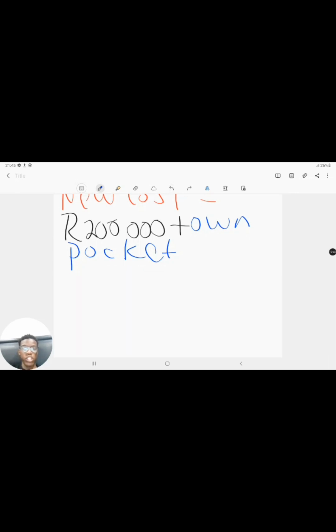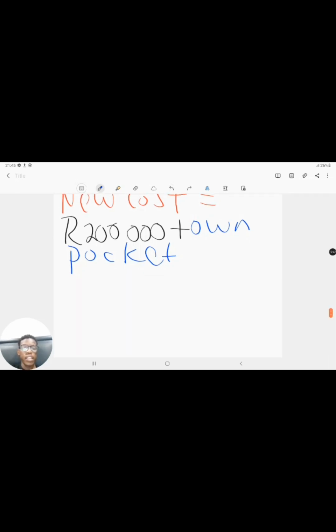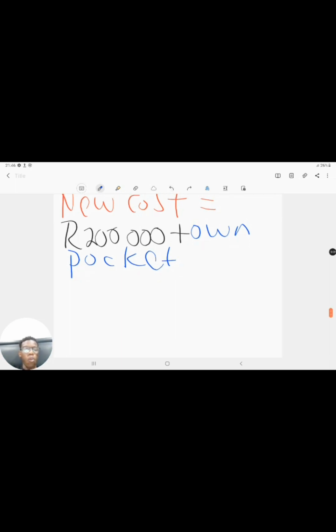But if you look at this equation here, we have two unknowns, right? The new cost, we don't know how much the new cost is, and we don't know how much money he will have to contribute from his own pocket. So in order for us to be able to calculate how much he will have to pay from his own pocket, we should be able to calculate the new cost of the tractor so that we can slot it into this equation and solve. Okay, so how much is the new cost?